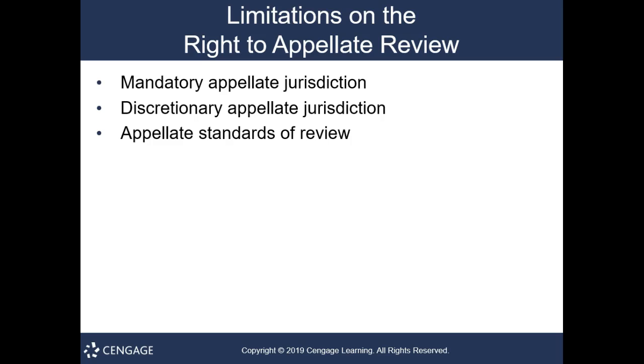then it becomes mandatory. And the appellate jurisdiction issue has to do with the fact that the appeal court does not have jurisdiction over the case until there is a notice of appeal filed in the trial court. There's no jurisdiction. The appellate court can't do anything with a case until the appeal has been filed.